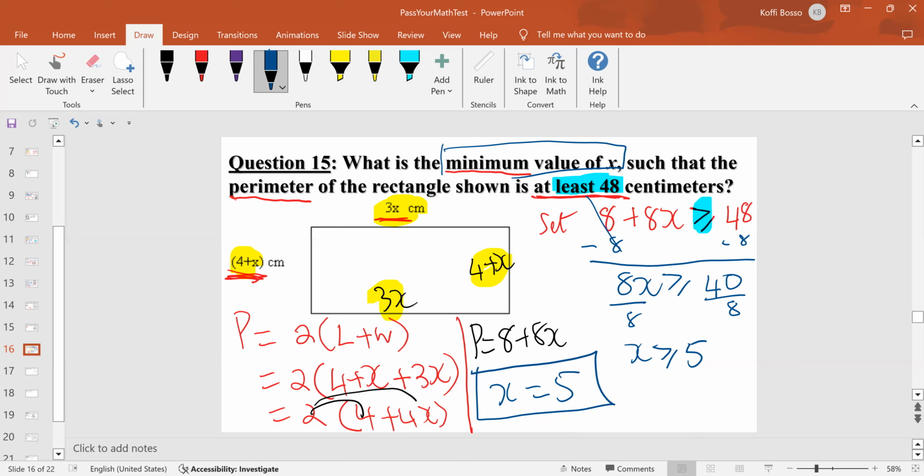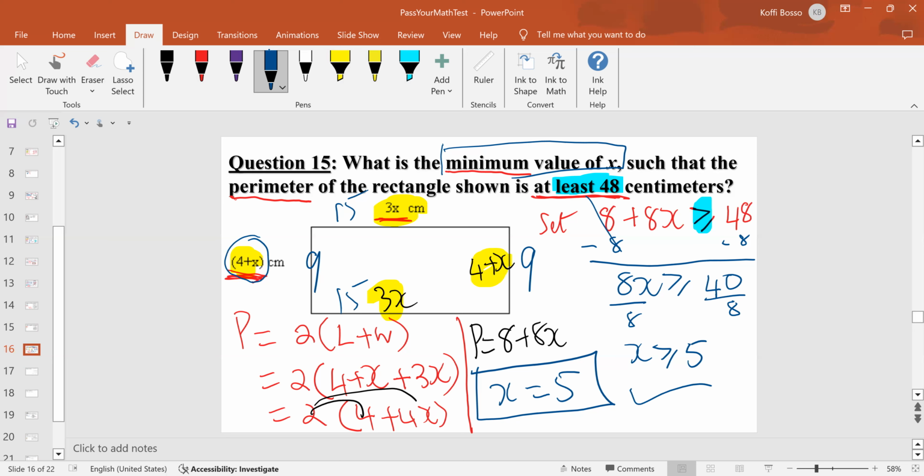So to check our result, the 4 plus x here gives you what? 9. So that means we have a 9 also on the other side, and the 3 times x, which is 3 times 5, is 15. And here you have 15. Now, if you add 15, 9, 15, 9, you'll get that. You will see at least that 48.